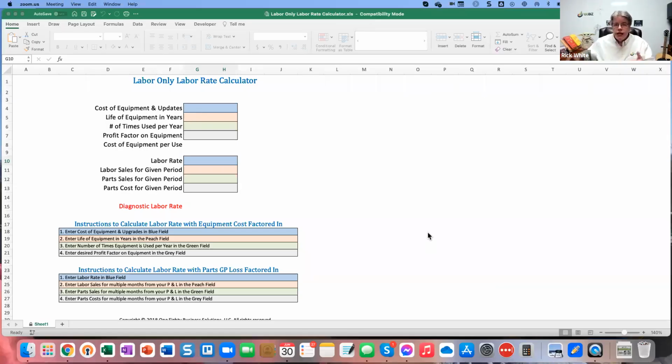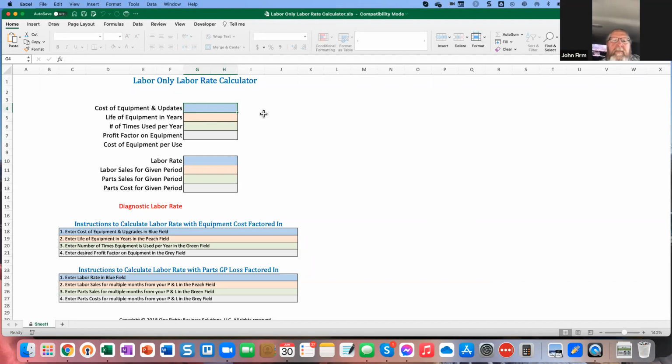So this is a labor-only labor rate calculator. What this is designed to do is you put a cost of equipment in. Let's just put some fake numbers up here. What would you say for diagnostic equipment? Someone give me a number that you spent on your scan tool, with updates per year? 8K. And what's the updates a year? $1,000, $1,200. Okay, let's call it $1,000.